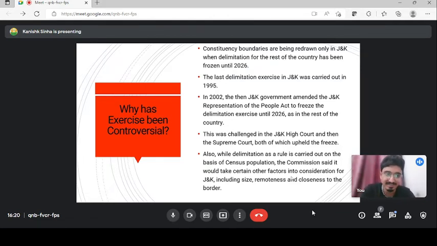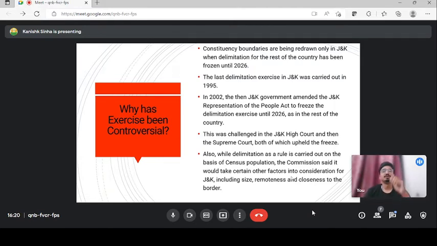Just in the first slide, guys, I mentioned that before August 5th, 2019, before Article 370 was scrapped from Jammu Kashmir, they had their own Jammu Kashmir Representation of People Act, not like ours, that was in the whole of India. So there was an amendment made to the Jammu Kashmir Representation of People Act in 2002, and there also the delimitation exercise was frozen up to 2026 according to the rest of the country.